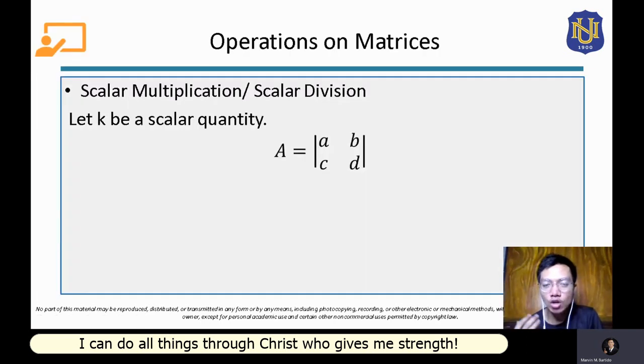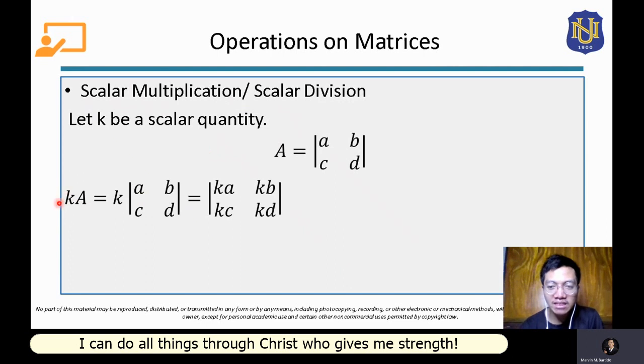So let's proceed now to the second operation on matrices, which is called scalar multiplication or scalar division. Let K be a scalar quantity. Scalar quantity means they are constants. So let's say we have here matrix A, and K times A. This K is a scalar quantity or a constant. If we are going to perform this operation, this will just be K times this matrix, and what you're going to do here is just multiply that K to each element.